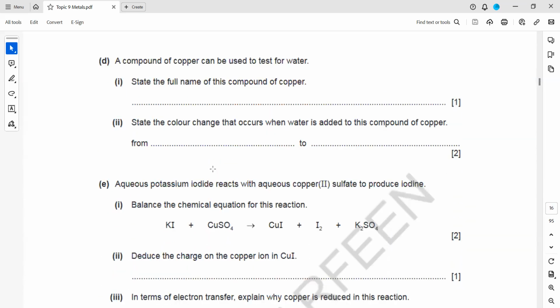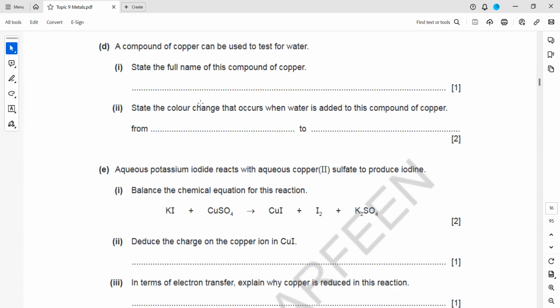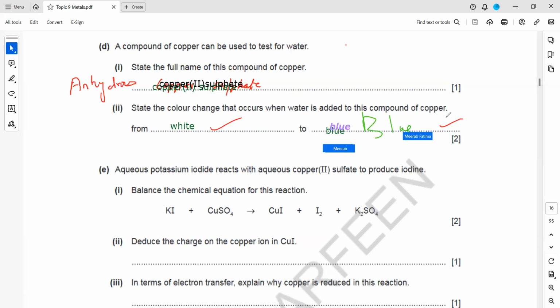A compound of copper can be used to test for water. What compound is used to test for water? So copper(II) sulfate. Don't forget to write the valency of copper, and don't forget to mention anhydrous, because copper(II) sulfate can be hydrated or anhydrous. So it is anhydrous copper(II) sulfate. Anhydrous is white in color. In the presence of water, it will turn blue.